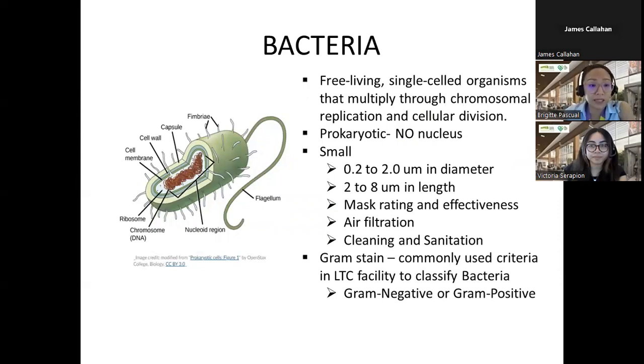It is a prokaryotic cell structure that does not have a nucleus, membranous nuclear envelope, or membrane-bound internal structure such as mitochondria. They are small, with most ranging from 0.2 to 2.0 micrometers in diameter and 2 to 8 micrometers in length, and have implications with many IP concerns such as mask rating and effectiveness, air filtration, and cleaning and sanitation. In long-term care, Gram stain is the commonly used criteria to classify bacteria, and it provides an early indication of what family this germ belongs to.